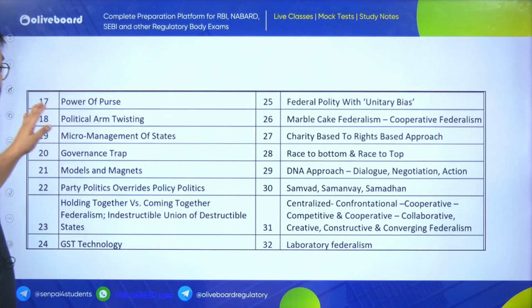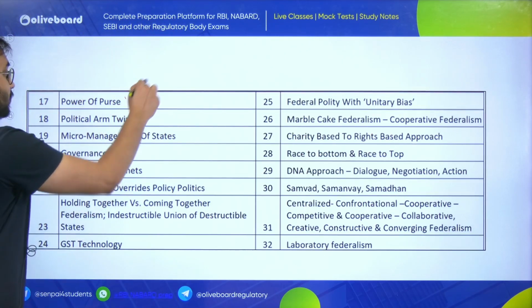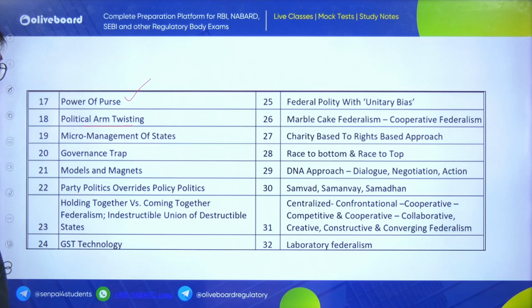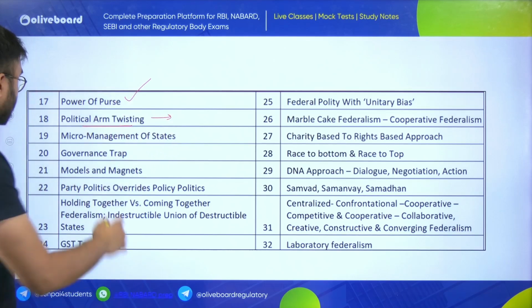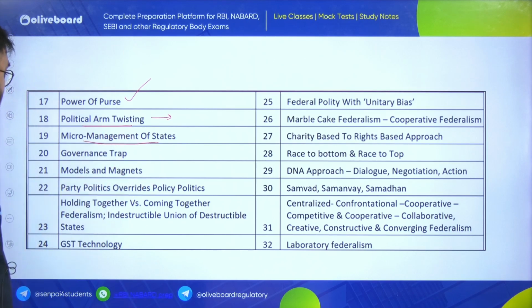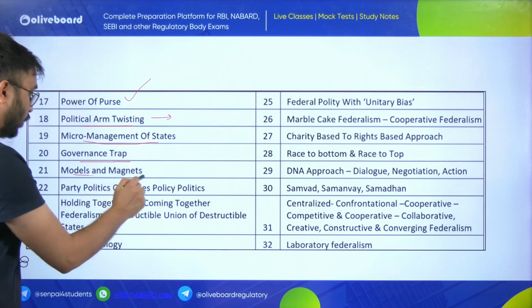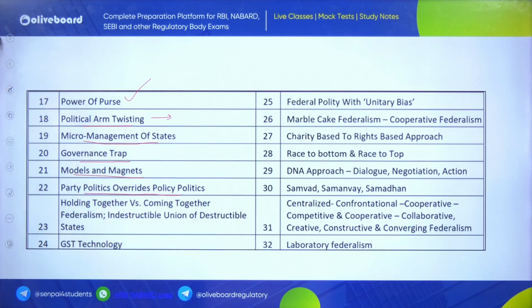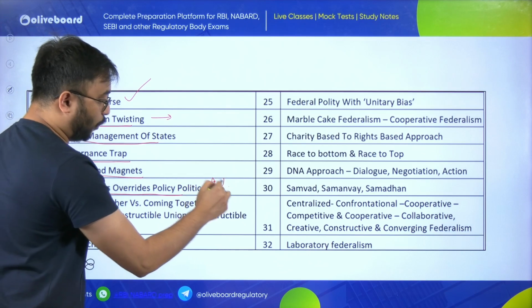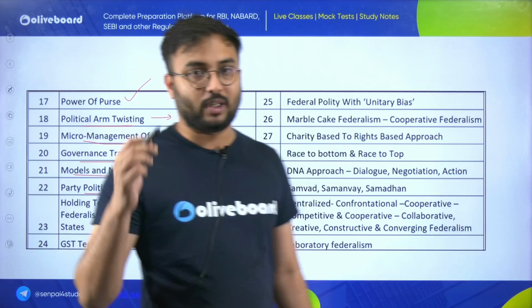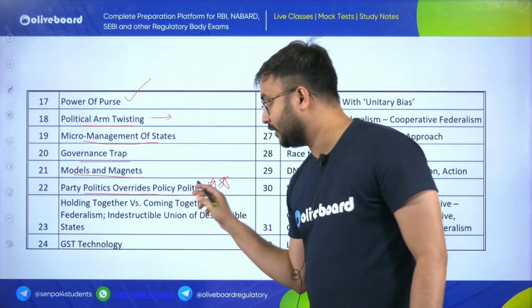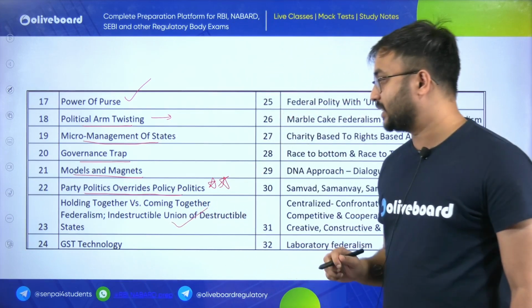Power of the purse, it is nothing but the overall currency power. Political arm twisting, here if any international issues related essay comes, you can use this. Micromanagement of states, governance trap, models and magnets, party politics overrides policy politics. This you can write when the policy conundrum is there. That means any policy is there, a very brilliant policy, but execution is not proper, you can write here.